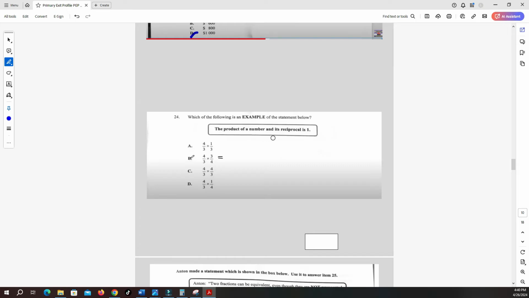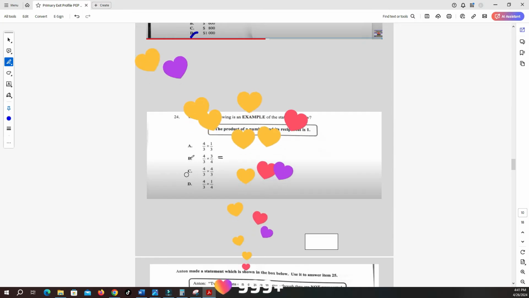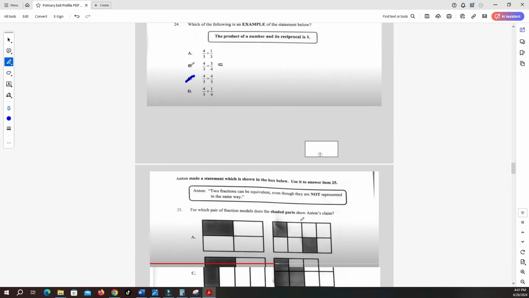Which of the following is an example of the statement below? The product of a number and its reciprocal is 1. Okay, so it must be, let's see, and its reciprocal. This can't be it. This would have to be it, because if you flip this... No, this wouldn't be it. Sorry, my bad. I would say C. If you flip this, it's going to be 3 into 3, 1, 4 into 4, 1. So the product would be 1.